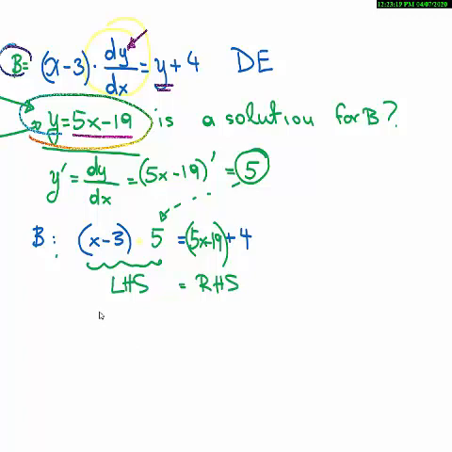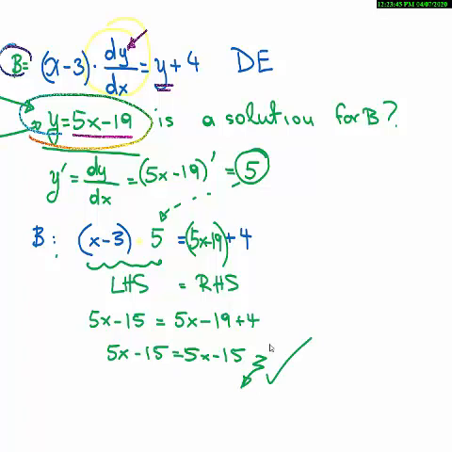Okay, so what I need to do now is verify. So I have 5x minus 15 equals 5x minus 19 plus 4. So this means that 5x minus 15 is equal to 5x minus 15. So this means that this is correct. And it is correct. Why? It is correct because the left-hand side is equal to the right-hand side.